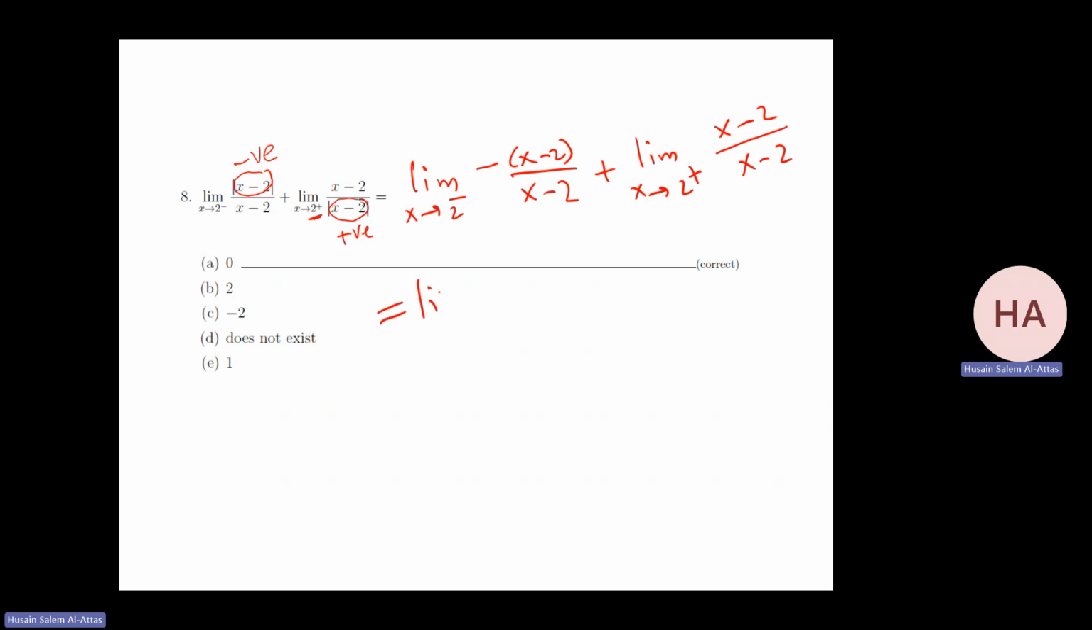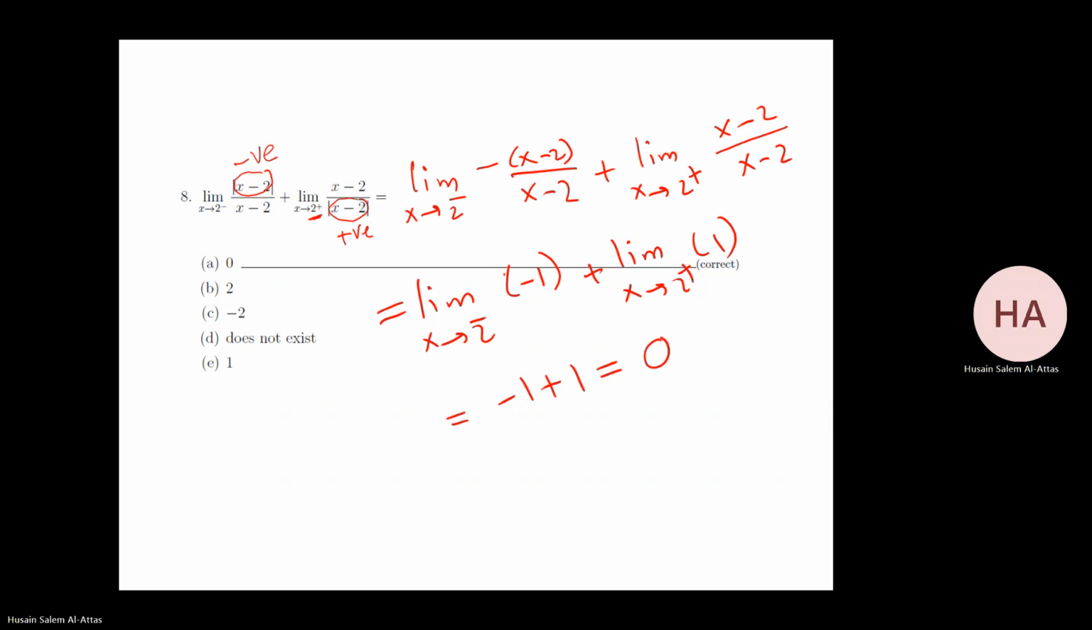So that will be the limit as x goes to 2 from left. This is -1 plus the limit as x goes to 2 from right. This is 1. And the answer is -1 plus 1, which is 0. That will be my answer.